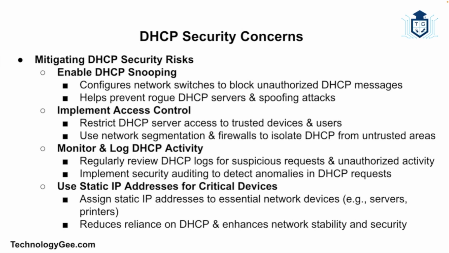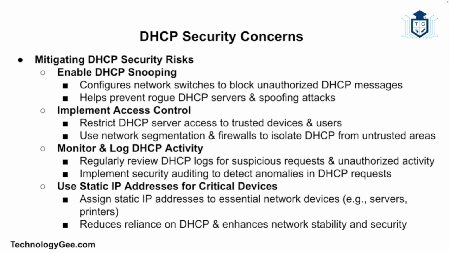Now, to mitigate these security risks associated with DHCP, you want to consider the following best practices. You want to use DHCP snooping. Enable DHCP snooping on network switches to filter and block unauthorized DHCP messages. DHCP snooping allows switches to distinguish between trusted and untrusted DHCP messages, preventing rogue DHCP servers and spoofing attacks. Then you want to implement some access controls. You want to restrict access to the DHCP server to trusted devices and users.